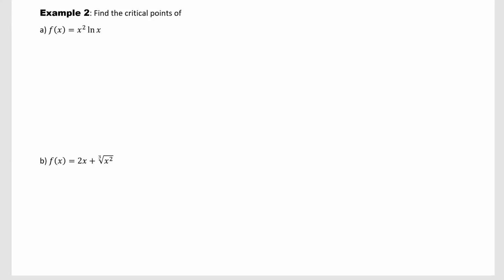Alright, so what are critical points? Remember, first we take the derivative here because we have a product, so we use the product rule. It is the derivative of the first times the second, plus the first times the derivative of the second. What is the derivative of x squared? That's 2x. What's the derivative of ln of x? 1 over x. So we have 2x ln of x plus, here we can cancel, so we have x.